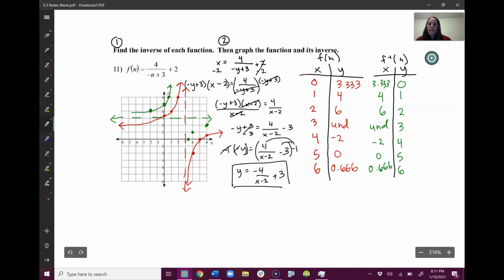So now we've got something like this. And remember, the whole point of this graphing thing is that I can draw this diagonal y equals x line. And I can see that if I take this red graph and I flip it across that diagonal line, I get the green graph. That's the inverse graph pattern. They're always reflected across that y equals x diagonal line. And that's number 11.